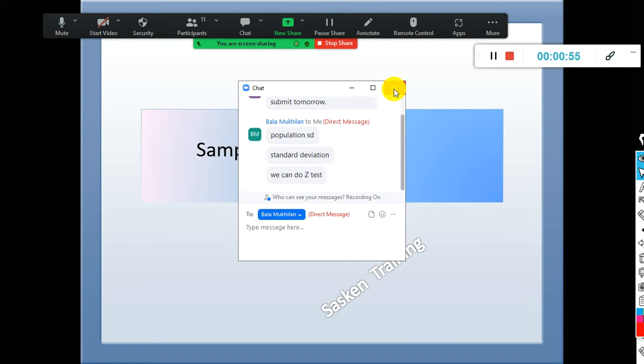Your answer is supposed to be like this. If the population standard deviation is known, then Z test. If you do not know, then T test. Very simple, right? If you do not know the population standard deviation, T test.